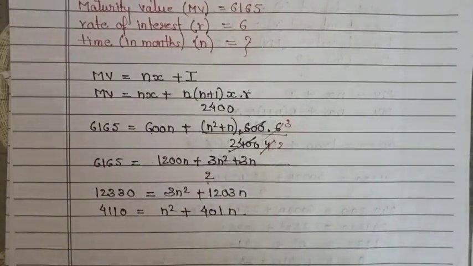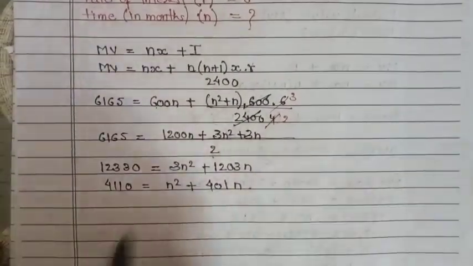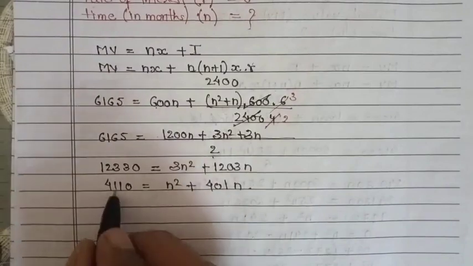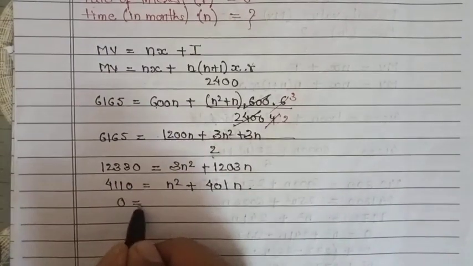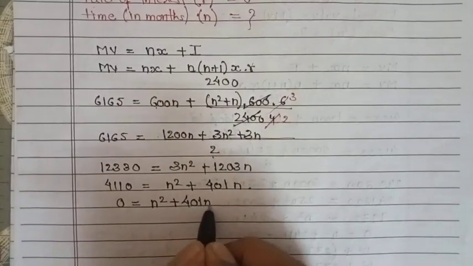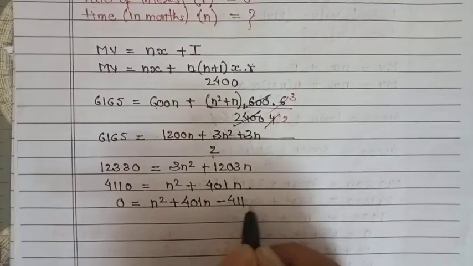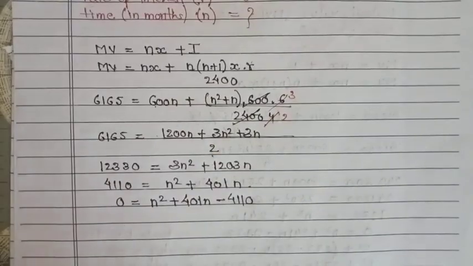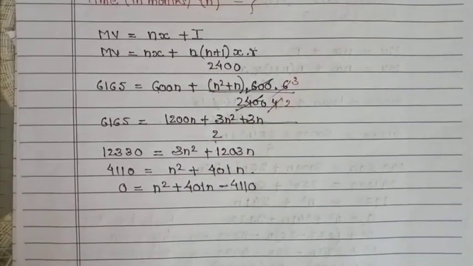We have reduced the equation by 3. Now writing it in the standard form, so we will transfer this term to the other side, so N square plus 401N minus 4110. Now this is the equation we have got. Now we have to factorize this equation to get the value for N.